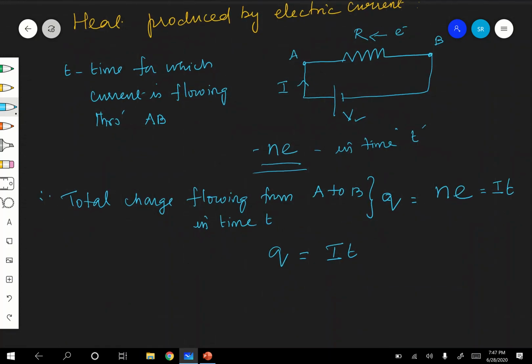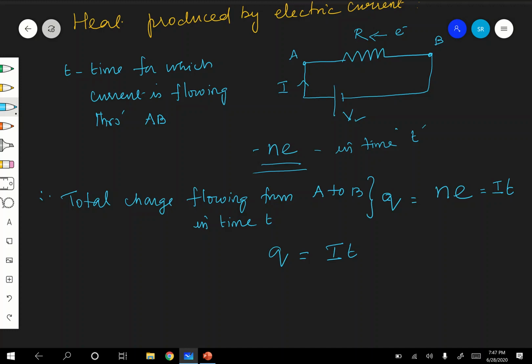Right. Okay. Now, I think you know the definition of potential difference. What is the potential difference between A and B? Between any 2 points. In a circuit, it is the amount of work done in moving a unit positive charge from one point to another. Are you following?